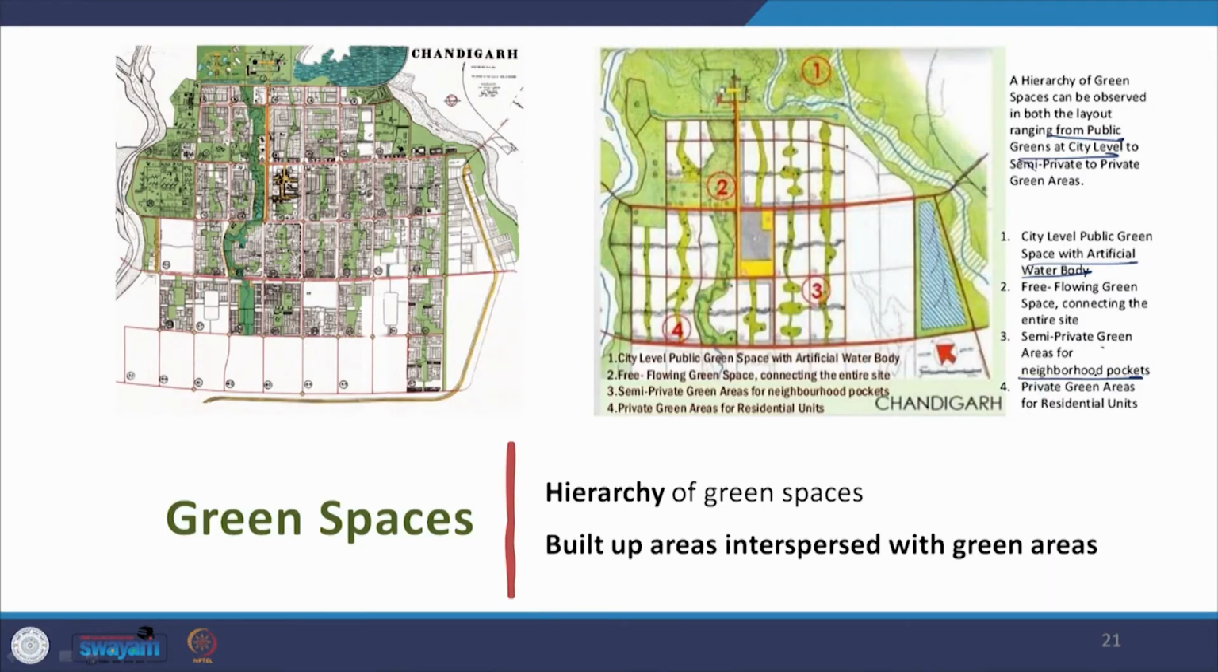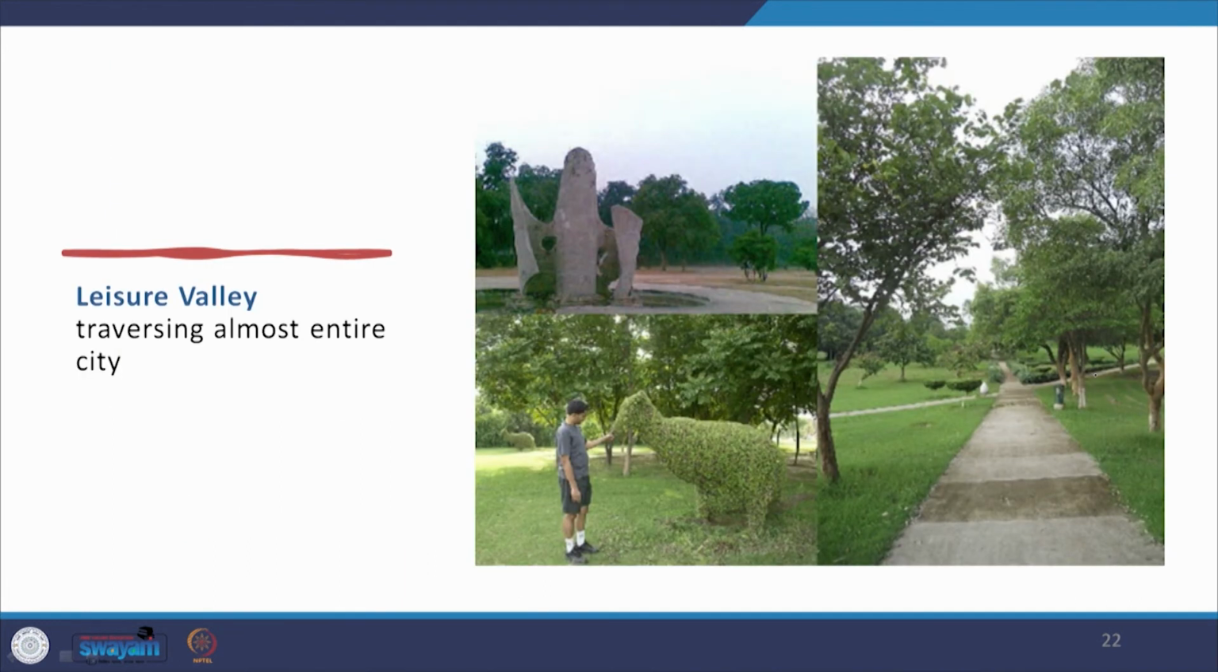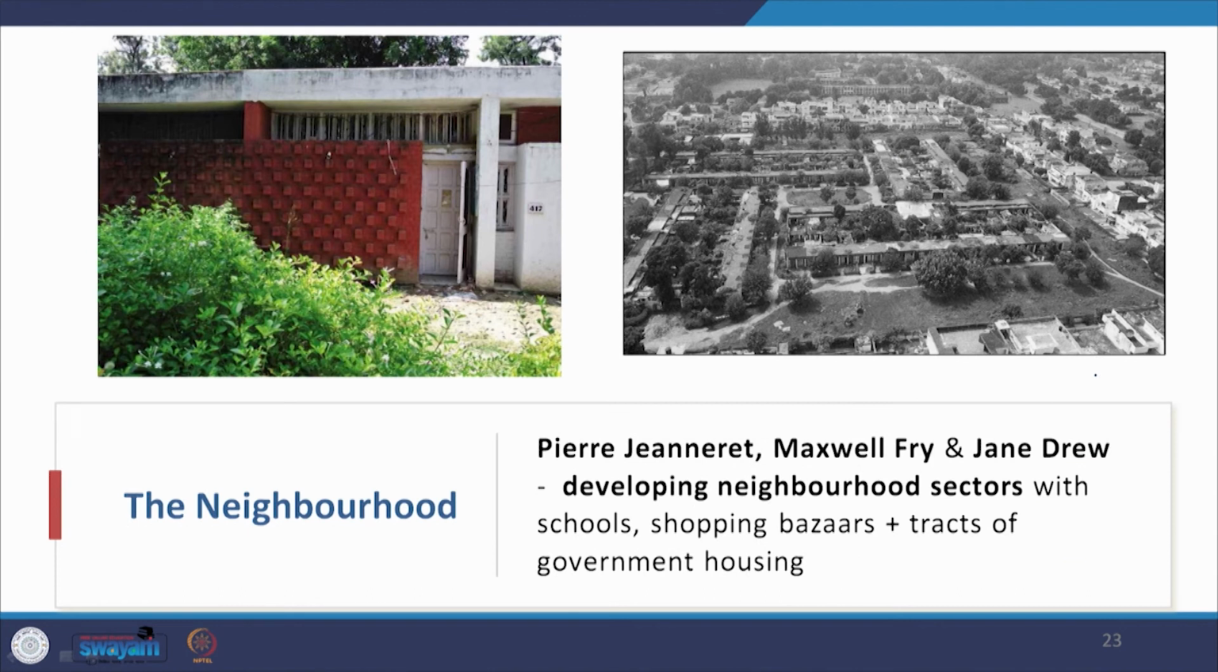Of course, when I say this, I need to also say that the actual feel of what Chandigarh is today may not have been what Corbusier originally intended, but right now we are focusing on the intent of the architect. So the Leisure Valley is traversing through the entire city. The neighborhood was designed by Pierre Jeanneret, Maxwell Fry and Jane Drew. They developed the neighborhood sectors with the schools, the shopping bazaars and the tracts of government housing.